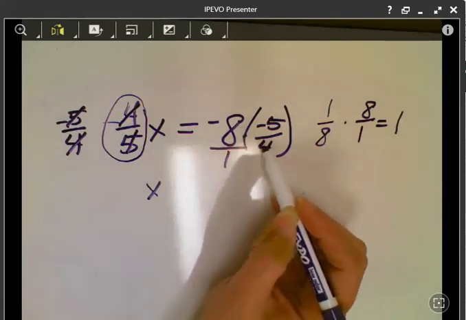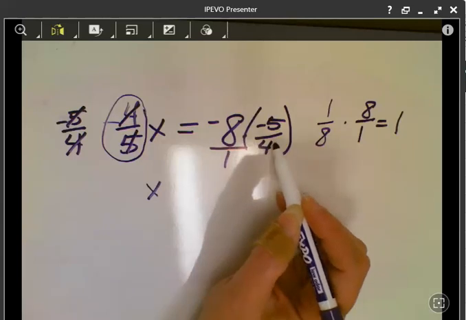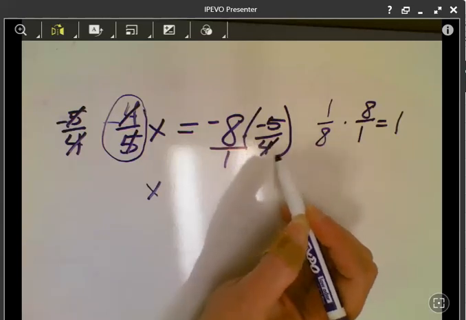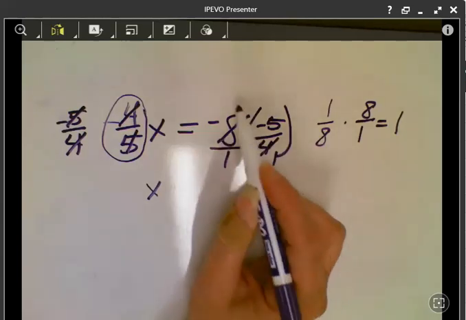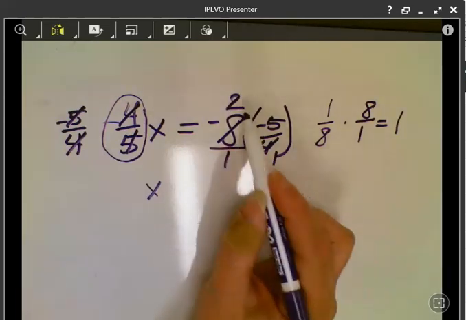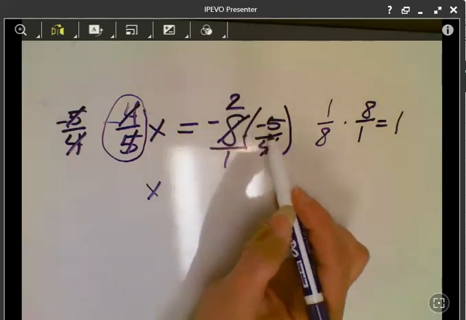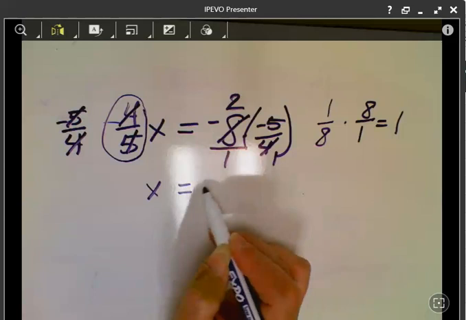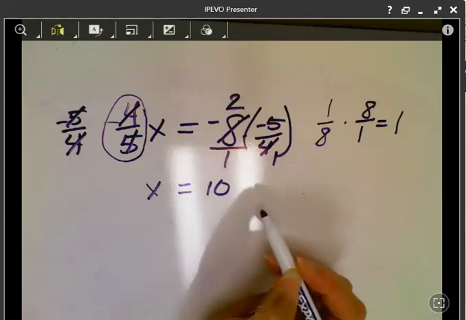So I've got my 4 and my 8, and they're both divisible by 4. So 4 divided by 4 is 1, 8 divided by 4 is 2. So -2 times -5 equals 10 over 1, or just plain 10.